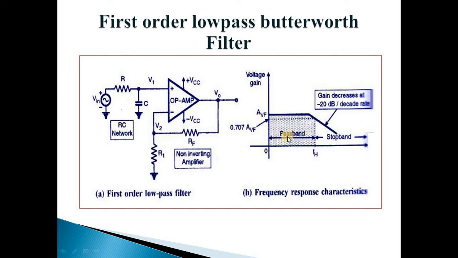This is the frequency response characteristic for a first order filter. As we discussed, this filter passes frequencies from 0 Hz to the critical frequency and blocks frequencies above the critical frequency. Since this is a first order filter, the roll off rate is minus 20 dB per decade, or you could state it like that: gain decreases at the rate of minus 20 dB per decade.